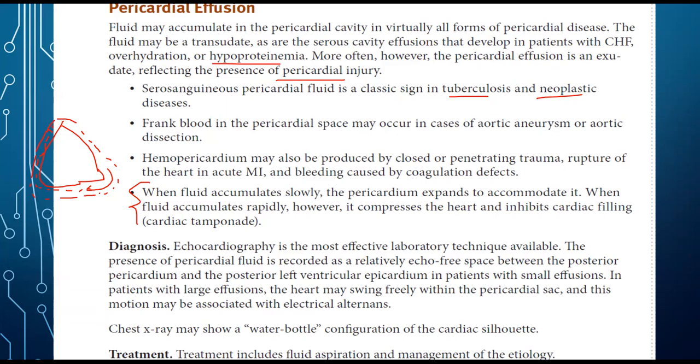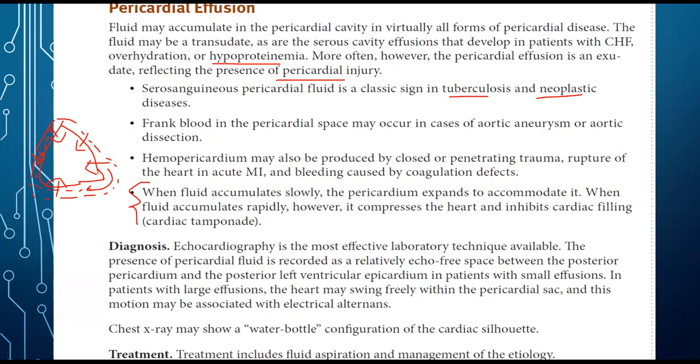The important thing is when fluid accumulates slowly, the pericardium expands to accommodate the fluid. So the pericardium will try to accommodate as much fluid as possible. But when fluid accumulates rapidly and the pericardium cannot accommodate too much, then what will happen? It will put pressure on the heart. And if it puts pressure on the heart, the heart is not able to relax. So it will inhibit cardiac filling, and that can result in an acute heart failure. And that is what we call cardiac tamponade. So cardiac tamponade is an emergency.